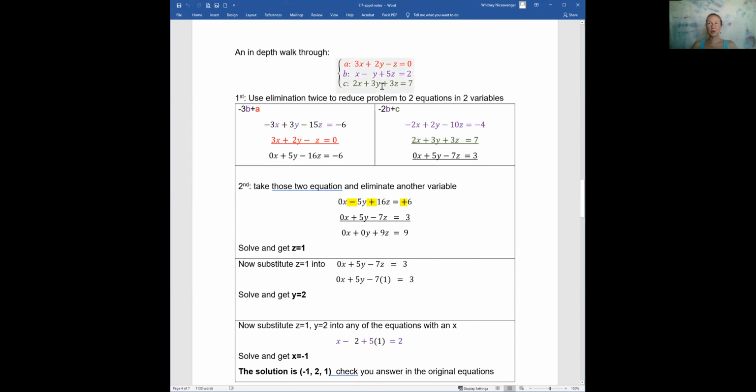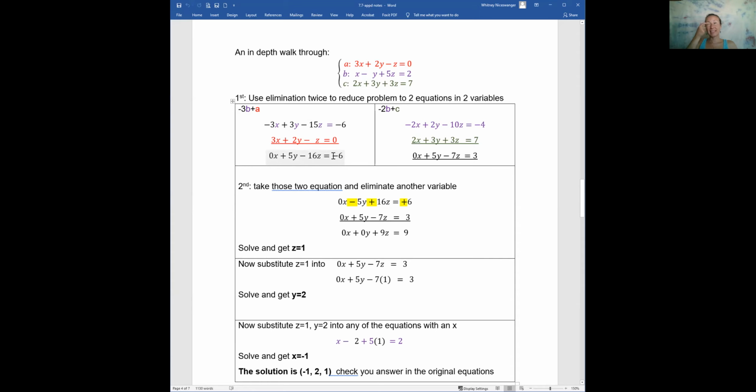So we have our 3 equations. We're going to use that first step. We're going to use elimination twice to reduce our problem into 2 equations and 2 variables. So I took -3 times equation B plus equation A. And you see that this equation here is -3 times our equation B. All right. And then I add that to equation A to eliminate the x's. And I get this new equation that doesn't have an x.